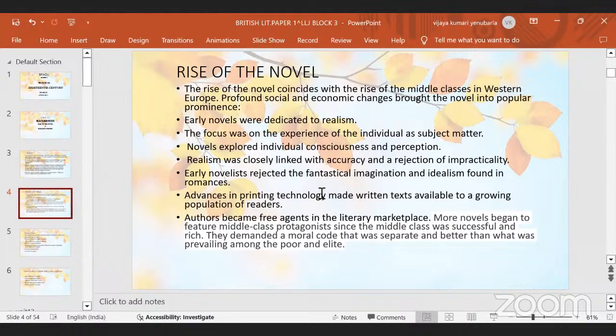So authors are free. They're not supposed to follow any rules, any classical or traditional writers' rules, traditions, and all that. They're free to choose any subject, whatever they want. They're free to portray any character, any subject matter, what is necessary or what they think is interesting for the public domain.